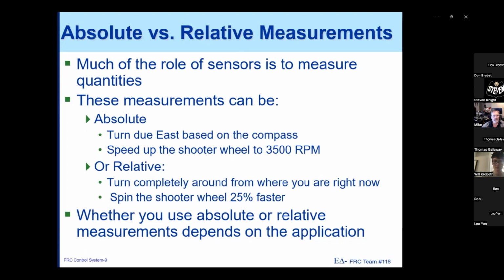So relative are always going to be relative to what the system is doing now versus absolute, which will be true no matter where the robot started or what direction it's pointing or anything of that sort. So absolute things are sensors that will be either on or off. Relative could be a voltage coming into an analog sensor. Whether you're using absolute or relative measurements depends totally on the application.